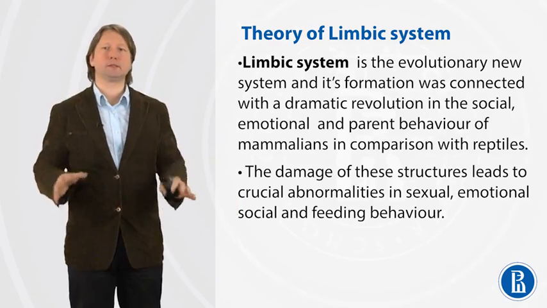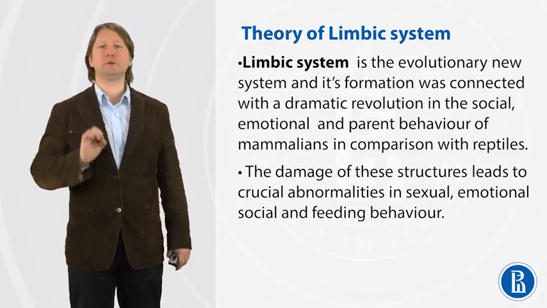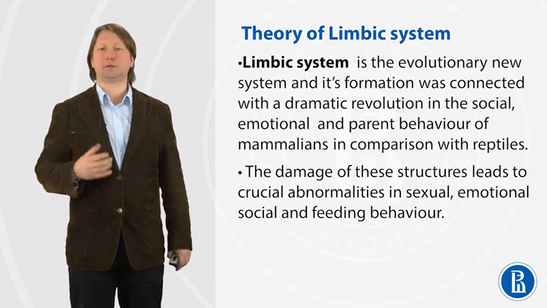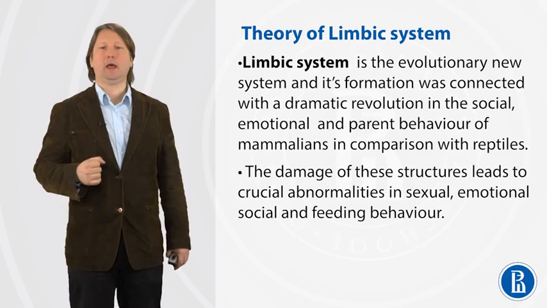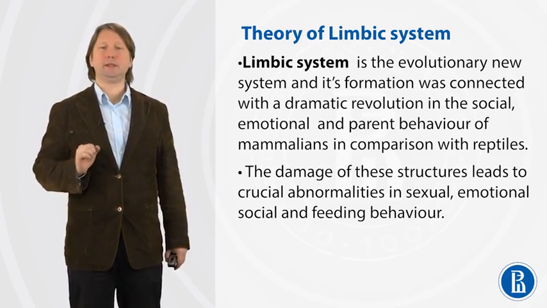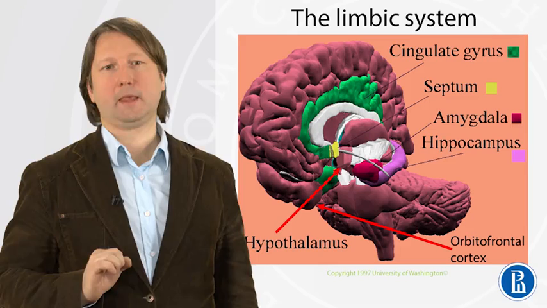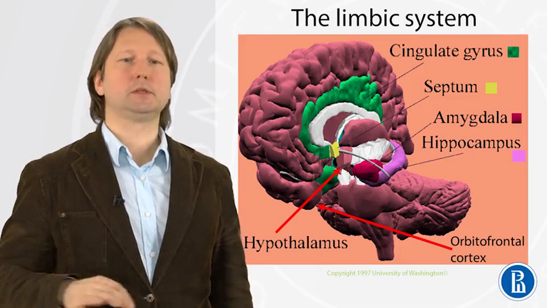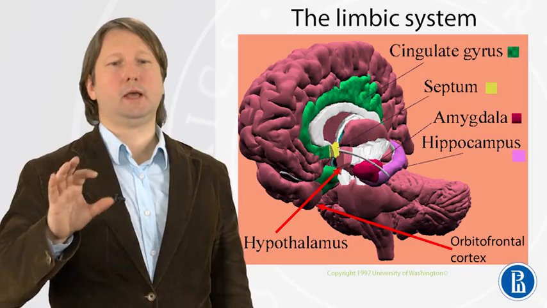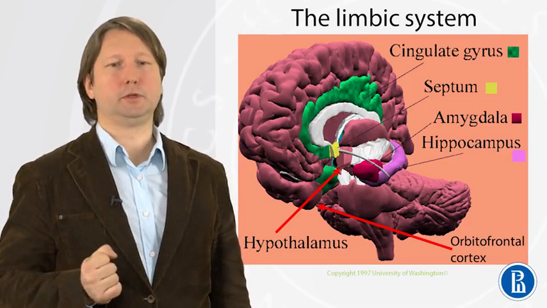So taking together, the theory of the limbic system suggests that in our brain we can find an evolutionary new system that is connected to a dramatic revolution in our social, emotional, and parent behavior, as compared to the behavior of reptiles. Interestingly, the damage of these structures indeed leads to very serious abnormalities in sexual, emotional, and feeding behavior. So traditionally, the limbic system includes cingulate cortex, amygdala, hypothalamus, hippocampus. Sometimes orbitofrontal cortex is also included in the limbic system.